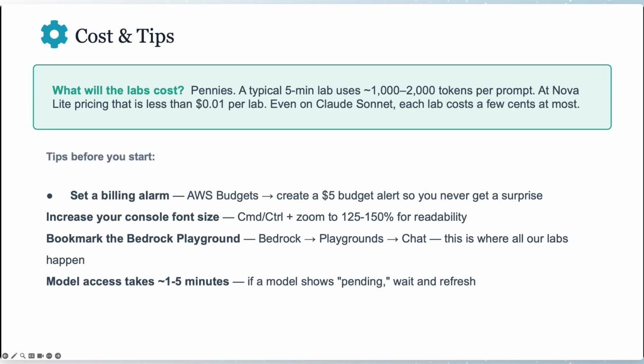And the most common fear I hear from beginners is, will I get a surprise AWS bill? And the answer is no. The reason being, these labs use tiny amounts of tokens. A typical lab uses somewhere between 1000 to 2000 tokens. At Amazon Nova Lite pricing, we are looking at literally less than 1 cent per lab. And even with Anthropic's Claude models, each lab costs a few cents at most. But just to be safe, we'll be creating a billing alarm so that if the monthly bill exceeds $5, you'll get an alert.